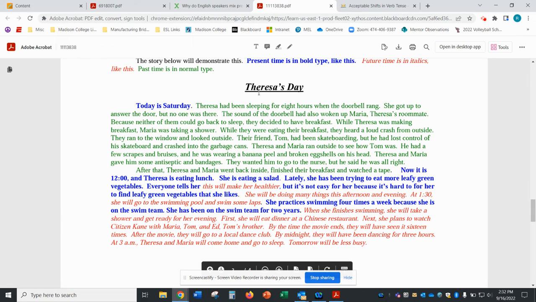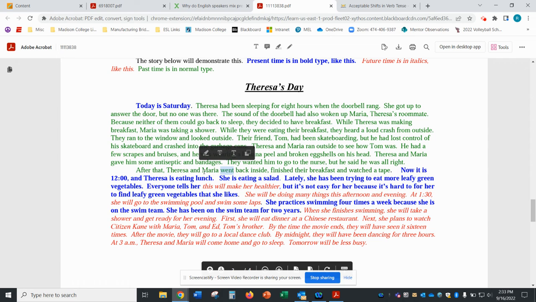Look at this short story about Teresa's day. The blue font is in the simple present. Here, Teresa had been sleeping. That's the present perfect progressive tense. Here, she got up. The sound of the doorbell had woken up Maria. Had also woken up Maria, who's Teresa's roommate. And so here we see the past perfect. We're seeing a lot of different tenses being used. Here we see the simple past.